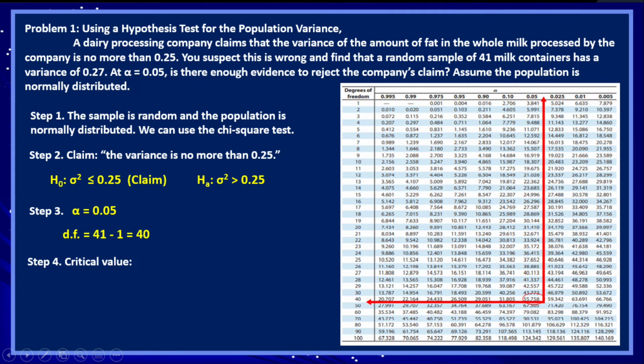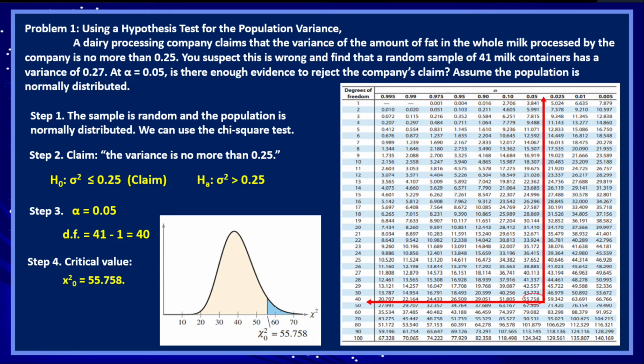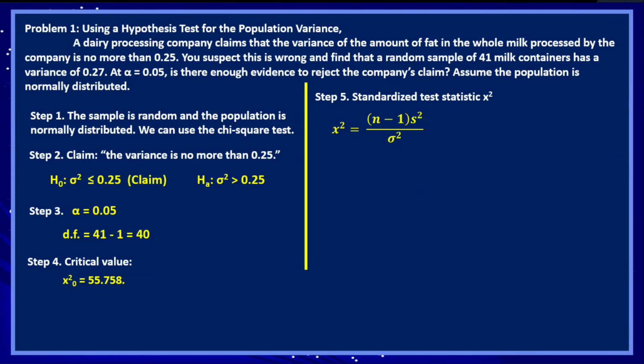So our critical value is 55.758. And using the distribution graph, our rejection region is located here. After that, in step 5, find the standardized test statistic, which is χ² equals the quantity n minus 1 closed quantity times s² all over σ².